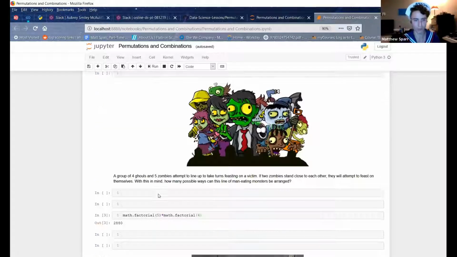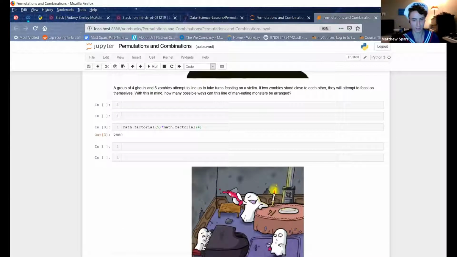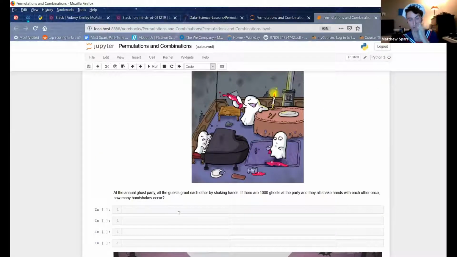Yep, okay. All right, so we did the zombie one. Now we'll go to a variation of a very classic combination problem dealing with handshakes. At the annual ghost party, all the guests greet each other by shaking hands. If there are 1,000 ghosts at the party and all shake hands with each other once, how many handshakes will occur?